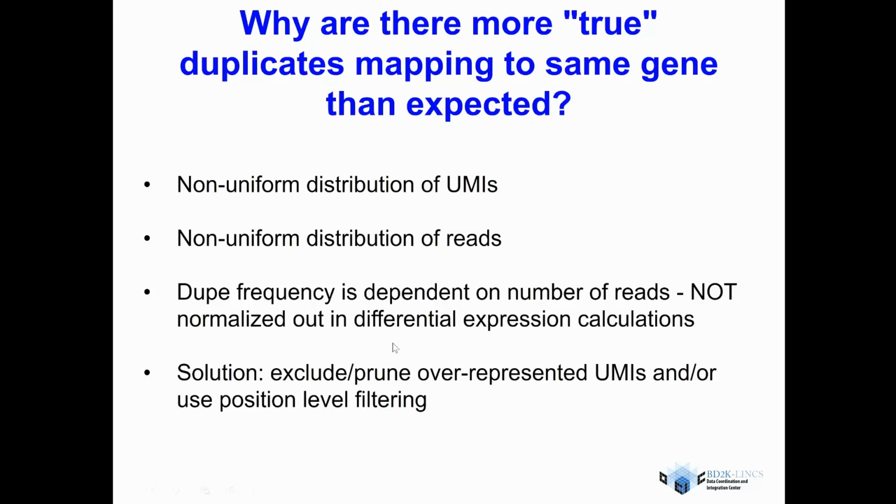The solution, once you know the problem, is not difficult. It's actually quite easy to prune these overrepresented UMIs, and use position level filtering so that it's much less likely that you get two duplicate UMIs from different fragments.